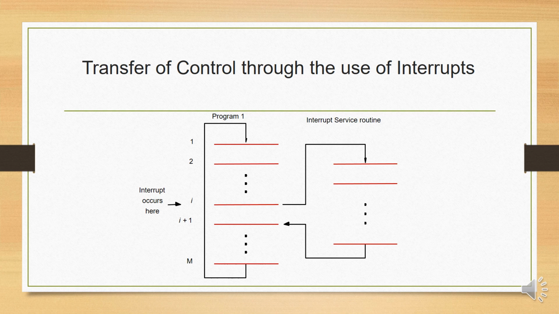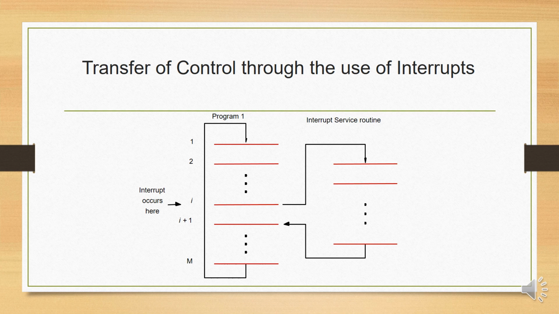Here you can see a figure which shows the transfer of control through the use of interrupts. The routine executed in response to an interrupt request is called an interrupt service routine. You can see here an interrupt service routine. This is the routine which is executed in response to an interrupt request. So here you can see a program and an interrupt service routine. The interrupt service routine is simply a routine which is executed in response to an interrupt.